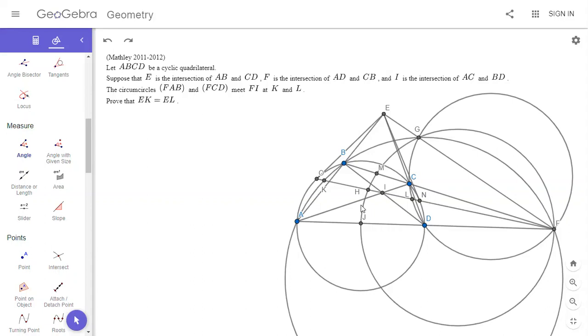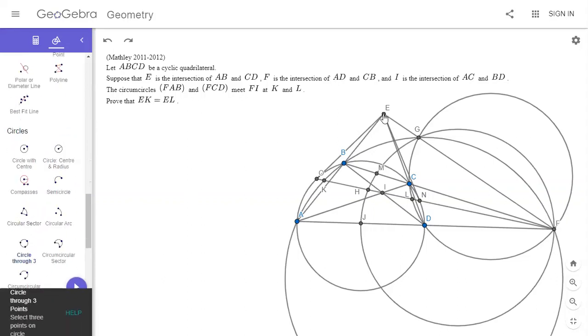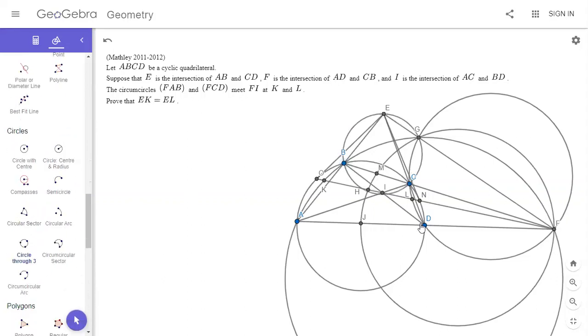Oh, wait a sec. So yeah, we have all the Miquel circles, right? That's cyclic.